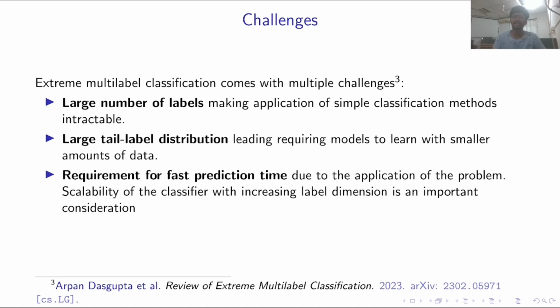Secondly, there is a very large tail label distribution, which requires the model to learn with smaller amounts of data for the tail labels. This may often require few shot learning for prediction of these tail labels. Further, a lot of the industrial applications, for example, recommender systems, advertisement, and search, require very fast prediction time, which makes a lot of methods simply unscalable.